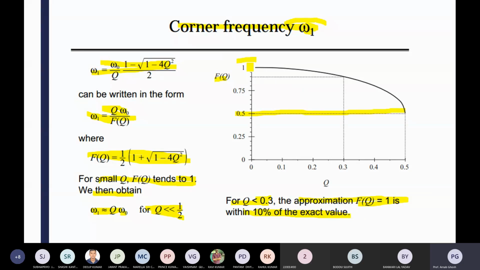You are calculating this with variations of q in the range of 0 to 0.5. The q value is changed up to 0.5, and beyond 0.5 we are not considering it. That's why you are plotting only up to that point.